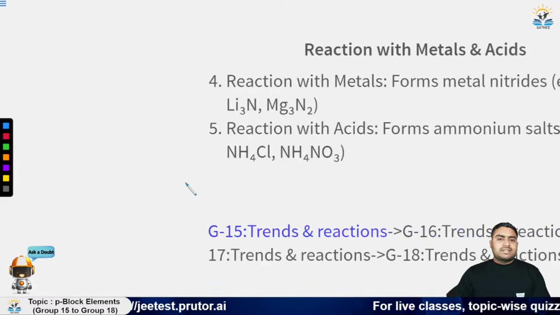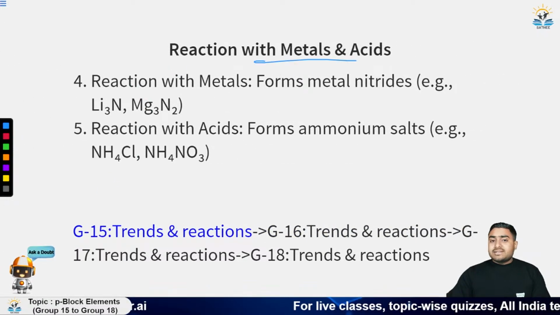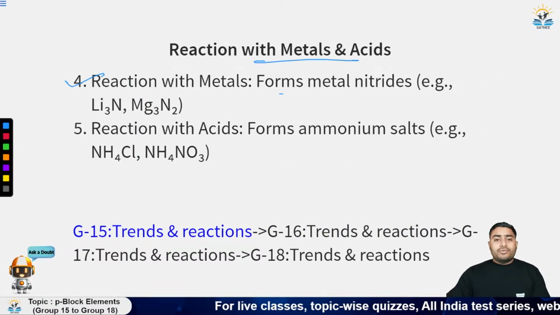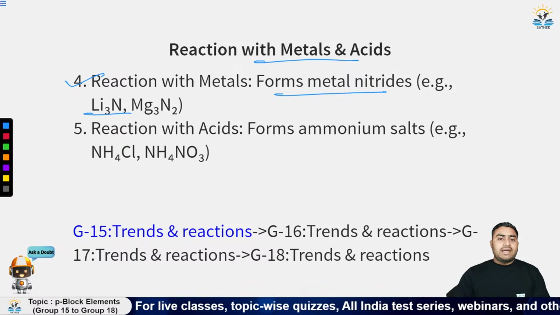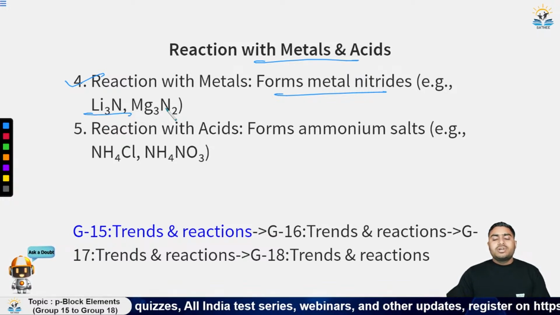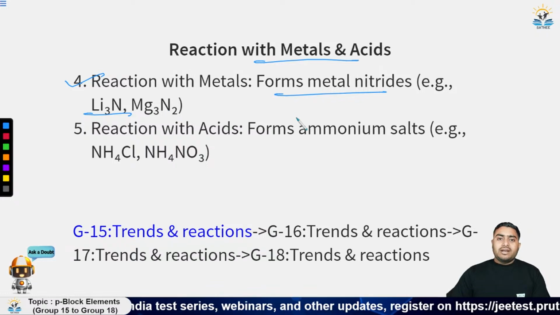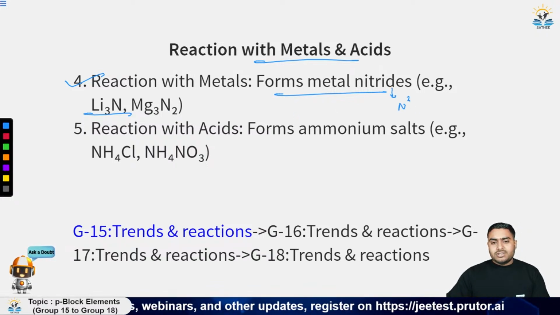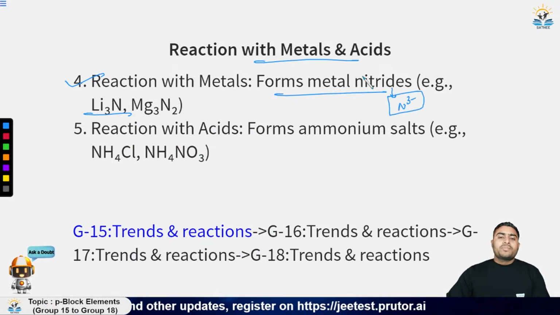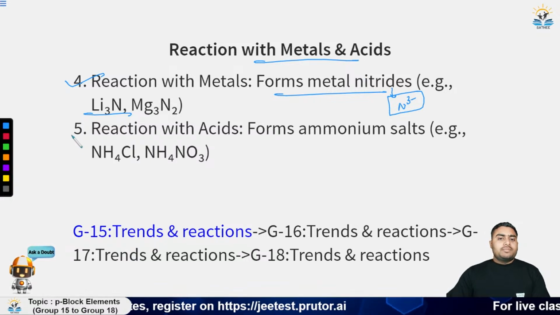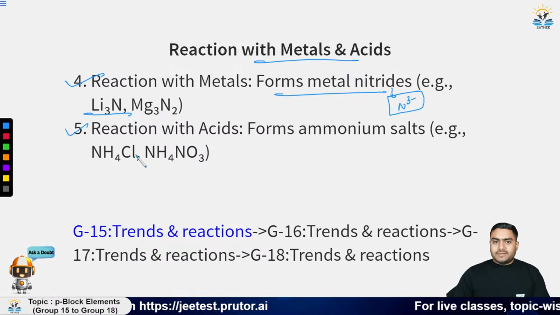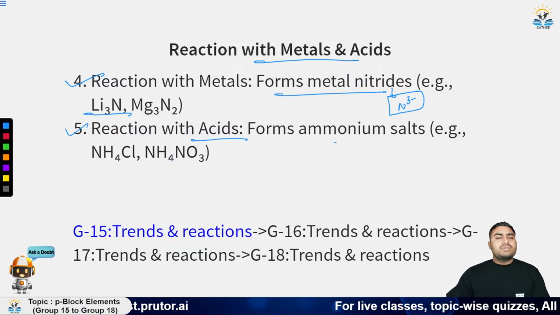Let's discuss the next point, reaction with metals and acids. Reaction with metals forms metal nitrides, for example Li3N and Mg3N2. When lithium reacts with nitrogen, it will form lithium nitride, right? Nitride means nitrogen is in 3 negative. Similarly Mg3N2, magnesium nitride. Reaction with acids forms ammonium salts.